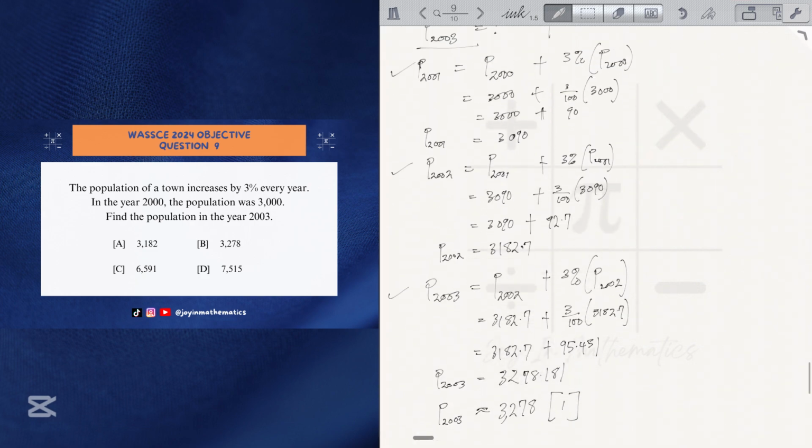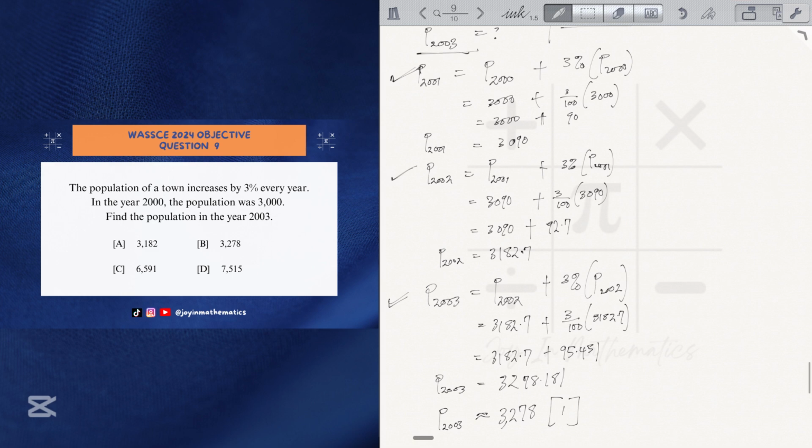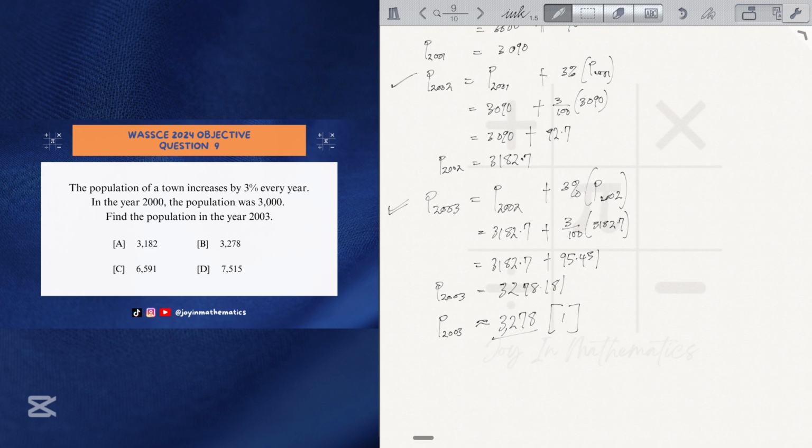So for more understanding, let's take a quick recap. We're given the population of the year 2000 to be equal to 3000, and we are asked to evaluate the population of 2003, given that there is a 3% increase every year. So we evaluated the population of 2001 by the 3% increase of year 2000. Then we evaluated the population of 2002 by the 3% increase of 2001. And finally, the population of 2003 by the 3% increase on the year 2002. And then we arrived at the answer of 3278, which is equivalent to option B.